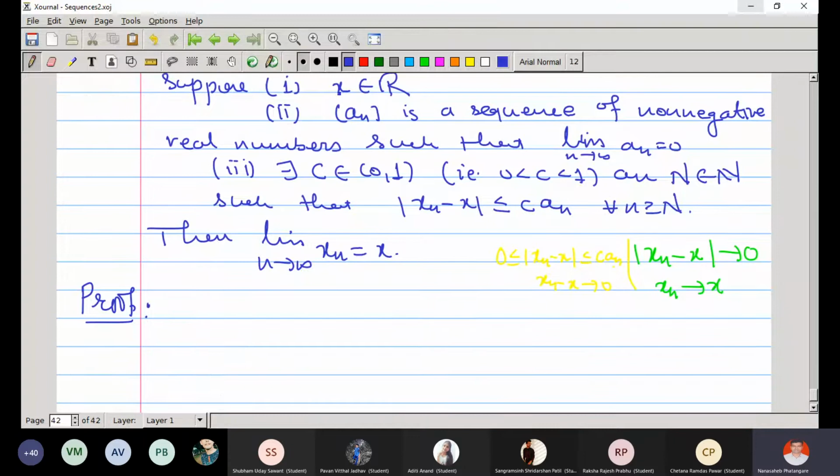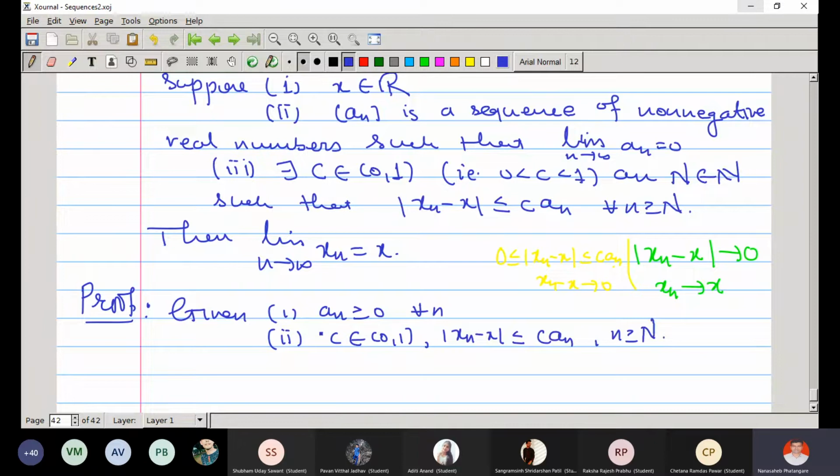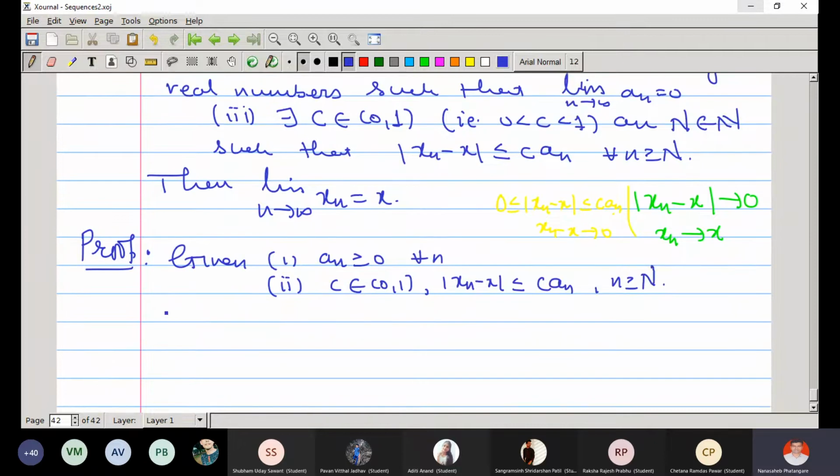Okay, so what is our claim? What is given? First of all, list the data. an is greater than or equal to 0 for all n because an is a sequence of non-negative numbers. Second point, C belongs to (0, 1). That means C is less than 1 and the distance between xn and x is less than or equal to C times an after this particular N, right? And what is our claim now? The limit of xn is x. So this is our claim.